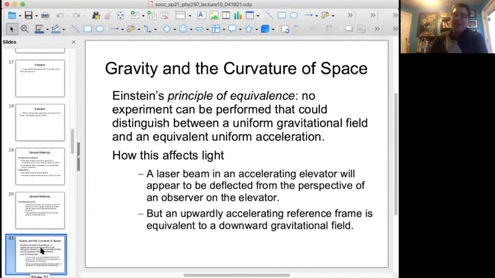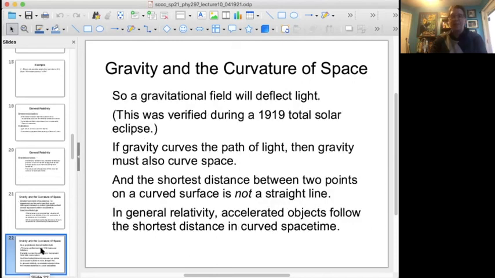And again, being under the influence of gravity is no different than observing motion in an accelerated frame of reference. So a gravitational field will deflect light. This was verified relatively quickly. It took place during a 1919 total solar eclipse.